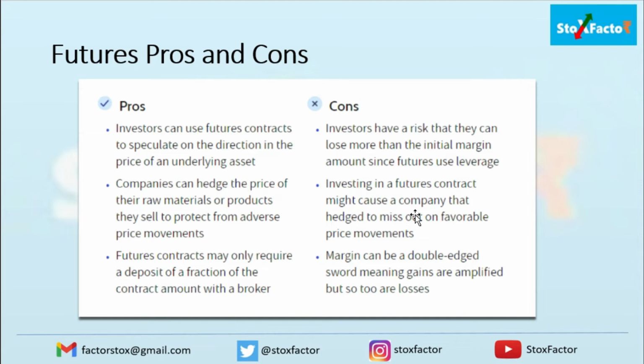Now the third con is that margin can be a double-edged sword, meaning gains are amplified, but so too are losses. As I mentioned, you are just paying a small margin to buy a huge lot, but it can turn either side. Either it can give you gains or it can give you losses. We'll discuss futures strategies in separate videos, when we come to the strategies and how to make your positions. Right now we are focusing on the futures contract, how to use that contract, and how to understand the data of futures cumulative OI.